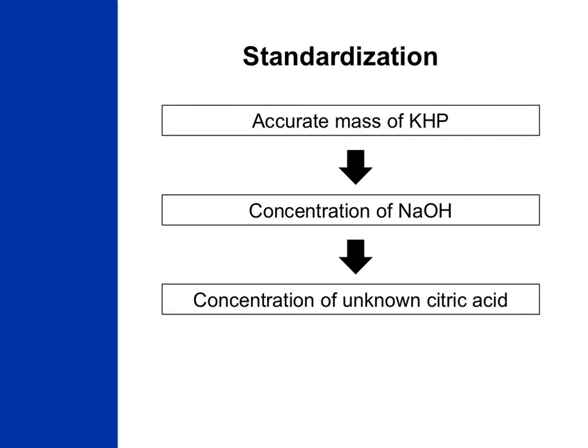So the standardization process will involve accurately measuring the mass of a primary standard, in this case potassium hydrogen phthalate or KHP, using the analytical balances. We're then going to titrate a solution of KHP using sodium hydroxide. We do this to accurately and precisely determine the concentration of sodium hydroxide. Once we know sodium hydroxide's concentration, we can use it to titrate the solution of acetic acid, whose concentration is unknown. Remember, at each step, we must use the balanced chemical reaction to determine the moles of H+ ion and hydroxide ion in the solution.